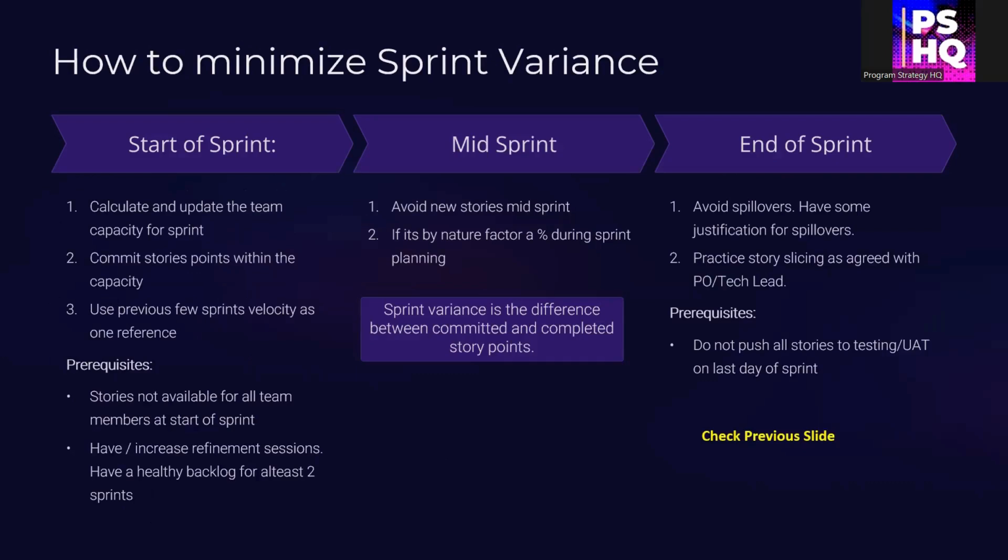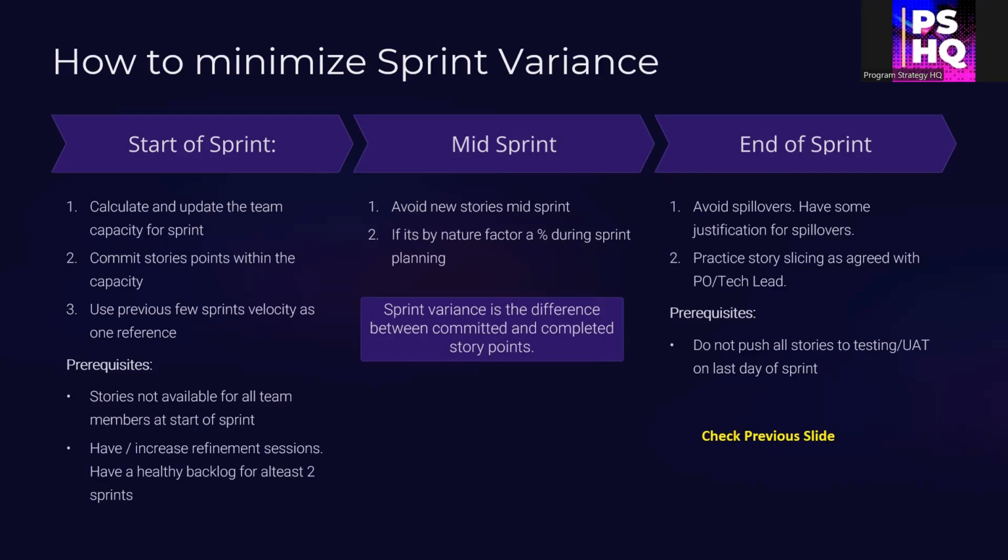How to minimize sprint variance. Before that, let's understand what sprint variance is. Sprint variance is the difference between committed and completed story points. This is how many stories you commit at the start of the sprint versus how many you complete or deliver towards the end of the sprint. This sprint variance should be minimum. Ideally, it should be 0. Everything you plan, the team should be able to deliver.